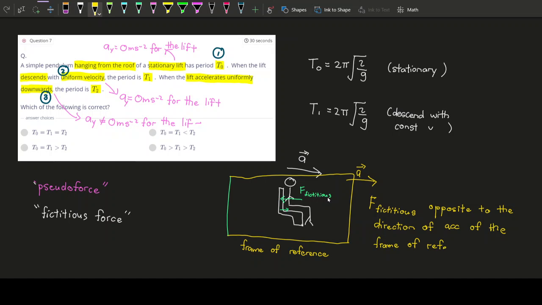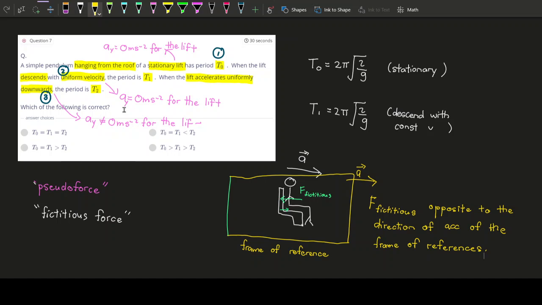But there are a lot of things which are related to fictitious force. For example, centrifugal force, a term that you might have heard of. You probably heard of it. People call it the opposite of centripetal force, but it's actually a fake force also. Centrifugal force is a fake force. It's a fictitious force. And yeah, those are a few examples of fictitious force.